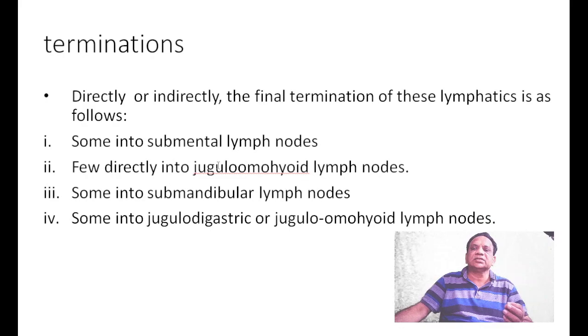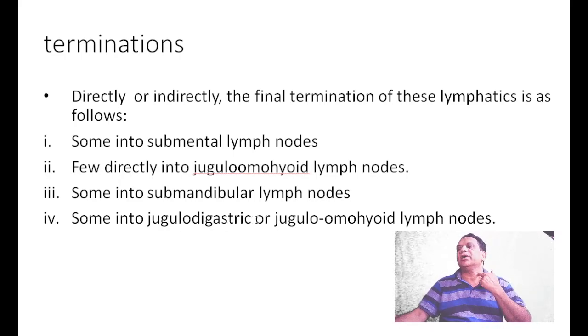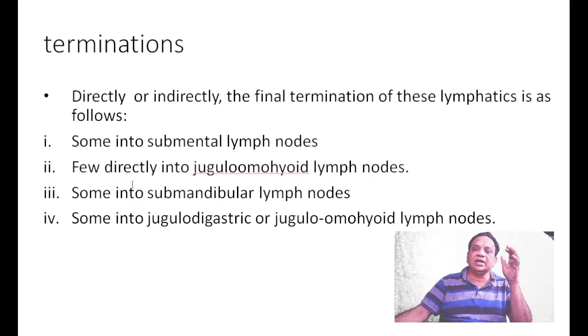Whatever may be the connections, directly or indirectly, the final termination of these lymphatics is as follows. Some drain into the submental lymph nodes in this region, few directly into the jugulo-omohyoid. This is the jugulo-omohyoid group of lymph nodes. Some drain into the submandibular lymph nodes, and some into the jugulo-digastric in this region, or jugulo-omohyoid a little bit below. These are the groups of lymph nodes which are present in the neck, and they all drain into these only. From each group again they drain into the other groups. So this is how the lymphatics drain from the tongue.